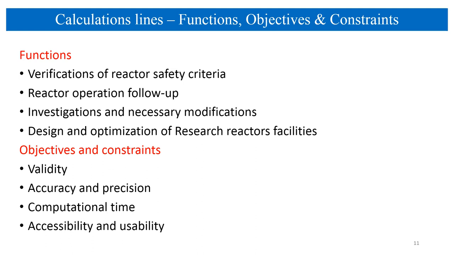Accuracy and precision. If we consider the error in the results from the calculation lines, we should monitor accuracy and precision. Precision represents the error in my calculation lines, and accuracy is how far the results are from the experimental result. Also, it should have a reasonable computational time, because performing these functions, such as modification and follow-up, costs me money. So I need a faster calculation line that comes up with reasonable conservative results that I can rely on.